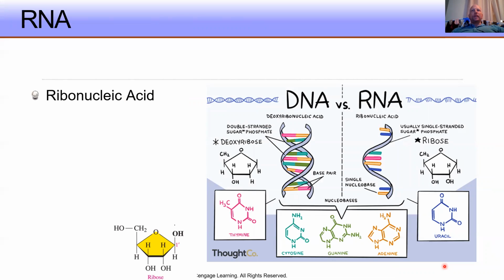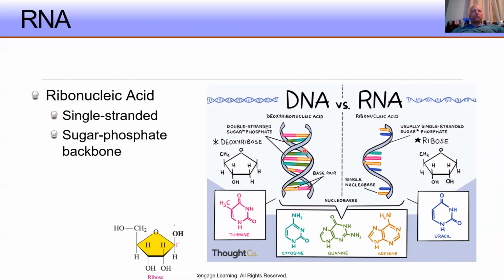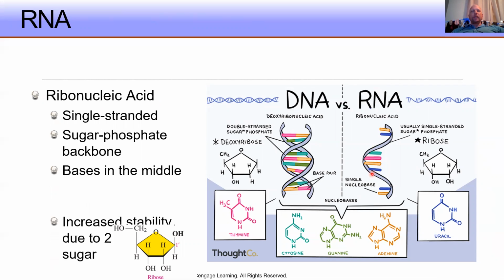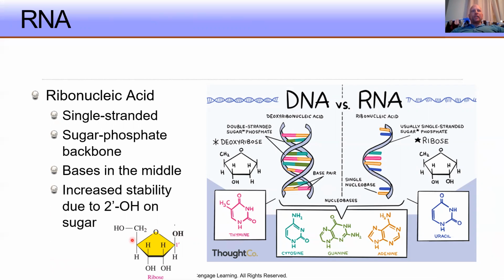We need to be able to compare DNA with RNA, and this is a very handy diagram for doing that. RNA, of course, stands for ribonucleic acid. It's single-stranded, whereas DNA is double-stranded. It has a sugar phosphate backbone the same as DNA and has the bases in the middle. And it has a different structure here with the ribose sugar, which has an oxygen at the 2' position, which we believe gives extra stability to the molecule.